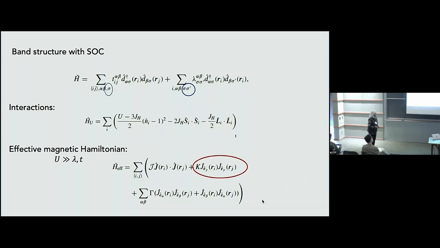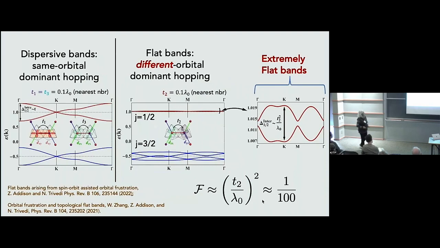And we want to see how we can make these terms, the Heisenberg and the gamma term, go to zero and only have the Kitaev term left. What that does is give a constraint on the hoppings. And the result is quite nice. Basically, what we find is if the hopping between the same orbitals dominates, this is the low energy t2g sector.